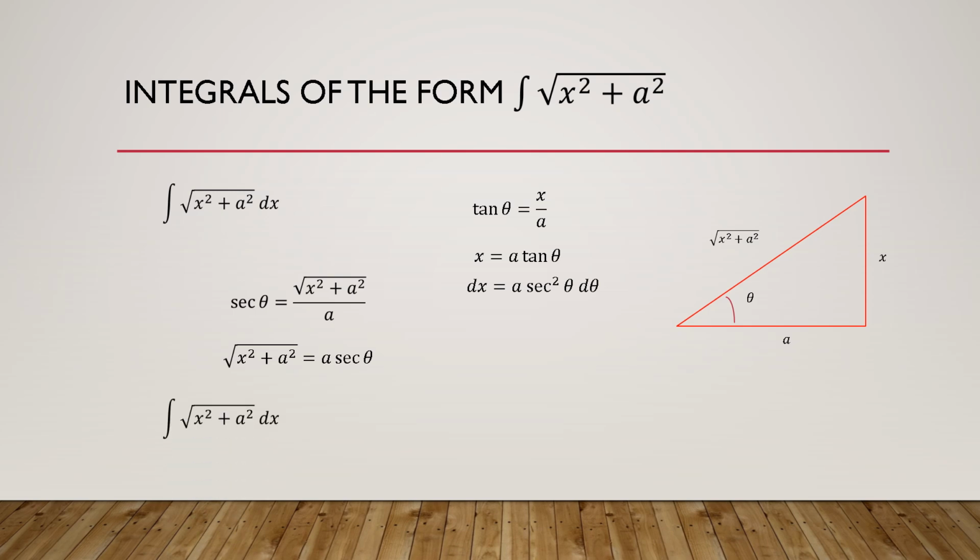When we substitute, we get the integral of a secant theta times a secant squared theta d theta. Next, we move the constants out of the radical and combine our trig functions to get a squared times the integral of secant cubed theta d theta.